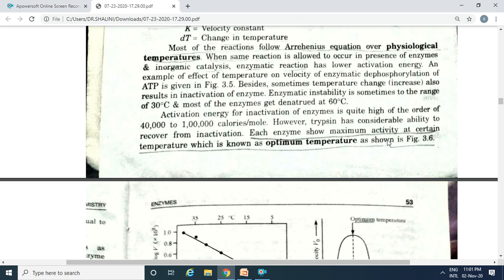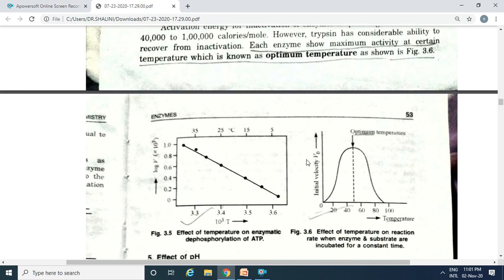Each enzyme shows maximum activity at a certain temperature, which is known as the optimum temperature. Here the optimum temperature is shown. This is the initial velocity, and the maximum velocity is achieved here at 50 degrees centigrade, which is known as the optimum temperature. So most of the enzymes have maximum activity.